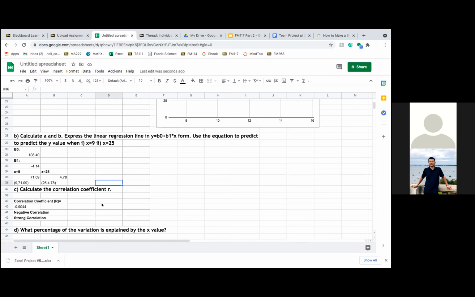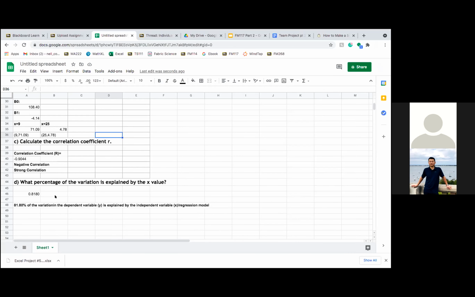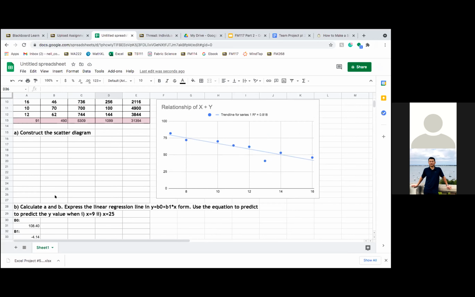Do you get that? Yeah, R square is 0.818, because if you square 0.9044, you get 0.818. That's good. That means R is computed correctly. We just need to find out where the regression model is.